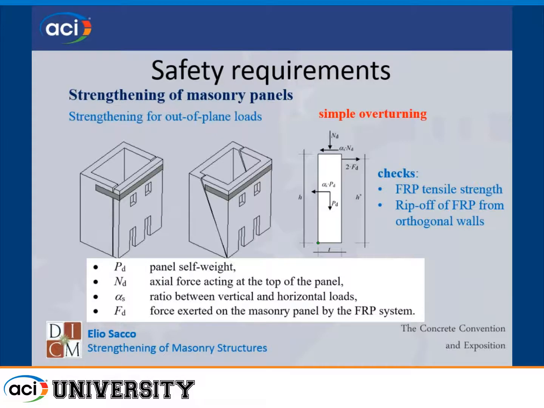Then there is a section concerning the walls. The failure of a wall can be out-of-plane failure or in-plane failure. Let's start with the out-of-plane failure. This is a typical overturning collapse. The FRP can be designed just by making a simple equilibrium equation of this rigid body.